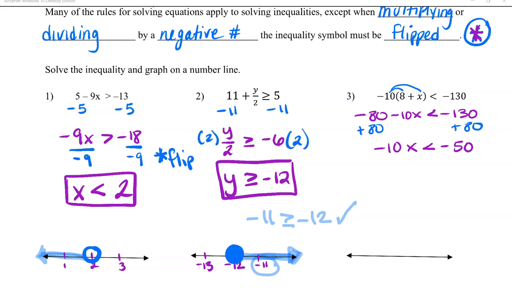Now we need to undo the multiplication, so we need to divide both sides by negative 10. And that step there requires us to flip the inequality symbol. So we get x is greater than positive 5.